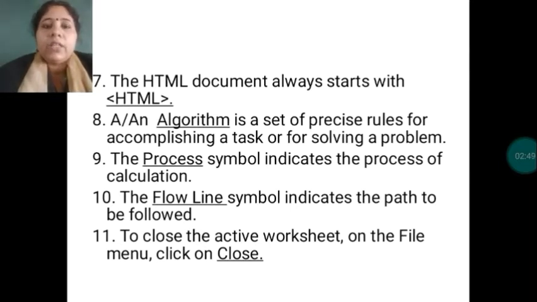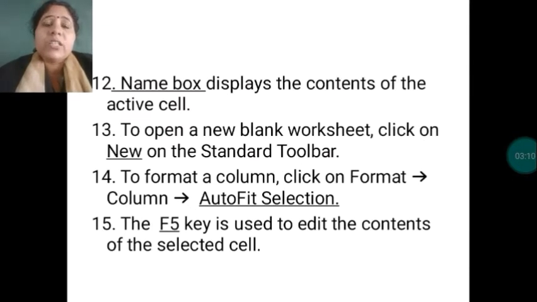Next, 11th, to close the active worksheet on the file menu, click on close. This also you will see on your computer. Whenever you want to close anything, you will see a red colored cross, understood? Wrong symbol. So that symbolizes to close, understood? Next, dash displays the contents of the active cell, name box. This you will find in Excel.